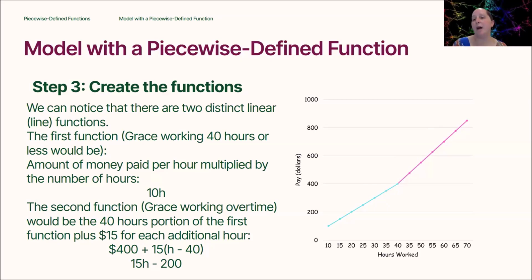So if she worked 45 hours, we would put 45 in for H, and we would get the 5 hours of overtime she worked plus the 40. Okay. And then we simplified that. We multiplied 15 times H and 15 times 40, and then simplified it. So we got 15H minus 200. So that's my new equation for that pink line.